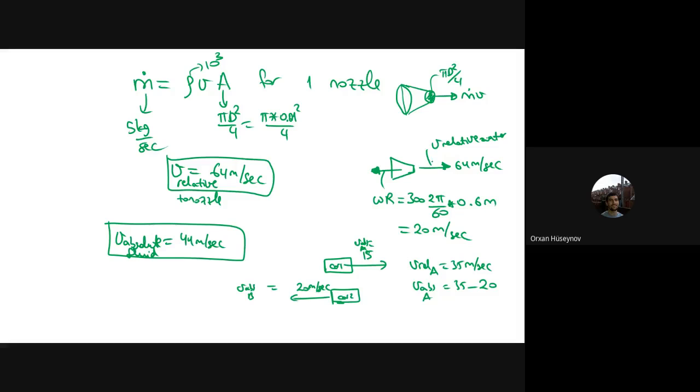Similarly here, the relative velocity is 64 meters per second. The nozzle moves to the left at 20 meters per second. Therefore, to find the absolute velocity, you just subtract it, and similarly I have subtracted it, so that I have the absolute velocity of the nozzle.